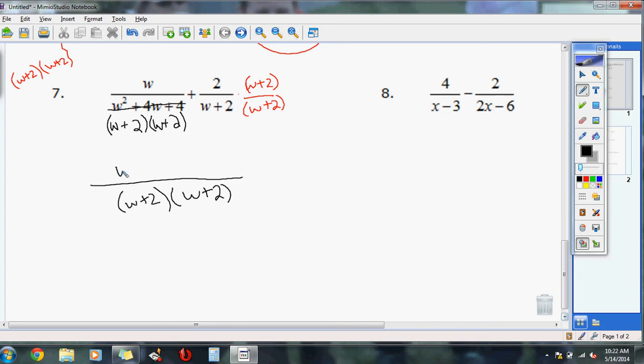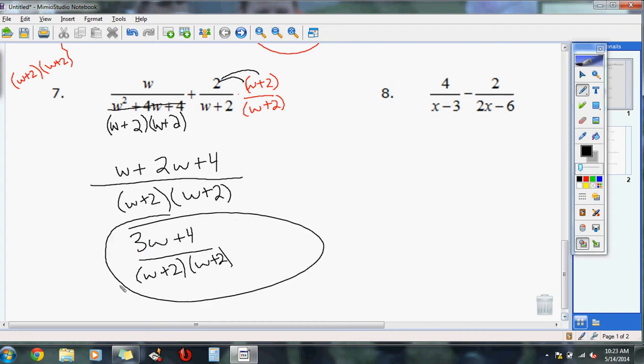The top is now going to be w on the left. Don't have to multiply the left by anything. It's already got the LCD. So plus, and then we distribute here to get that 2w plus 4. So now I have 3w plus 4 on top, and then w plus 2, w plus 2. Last thing is to check the top. There is no GCF. Can't cancel anything. There's our final answer.